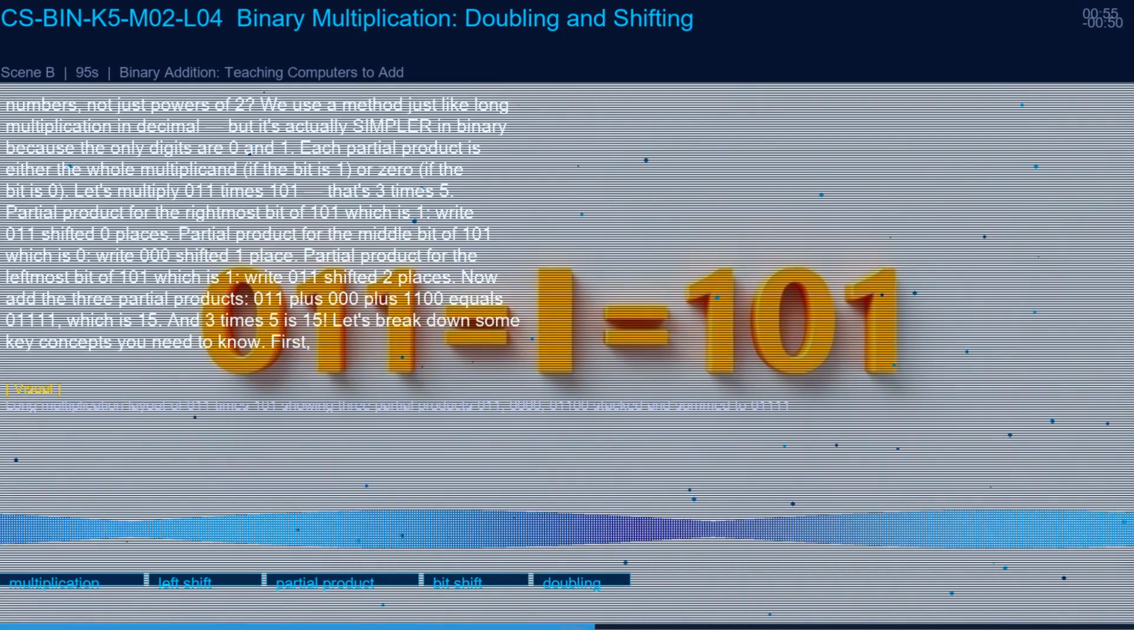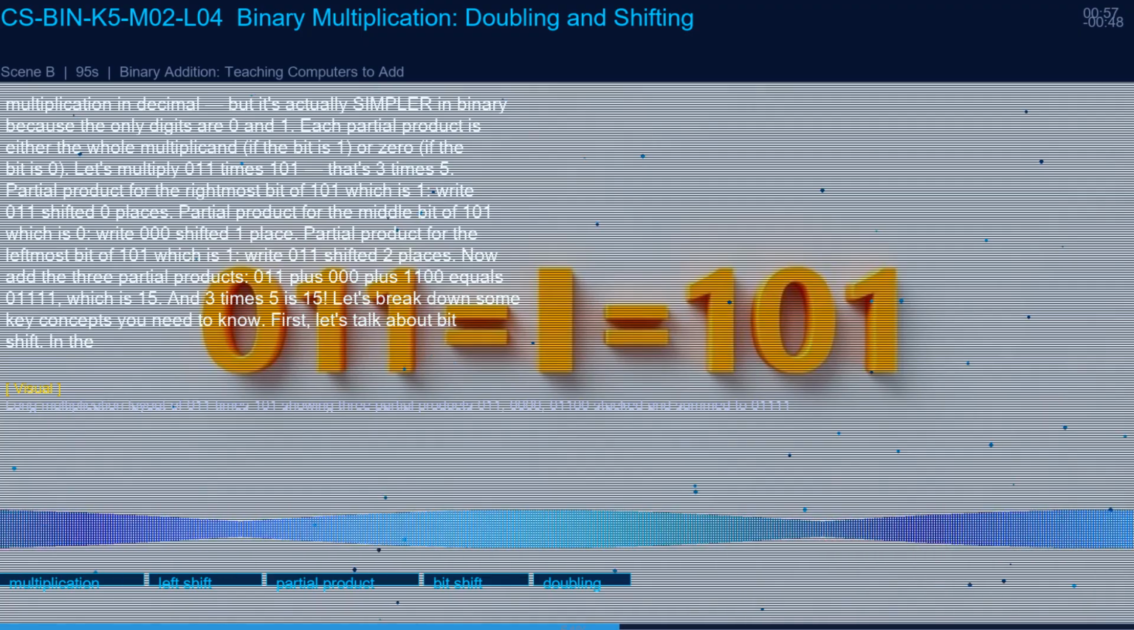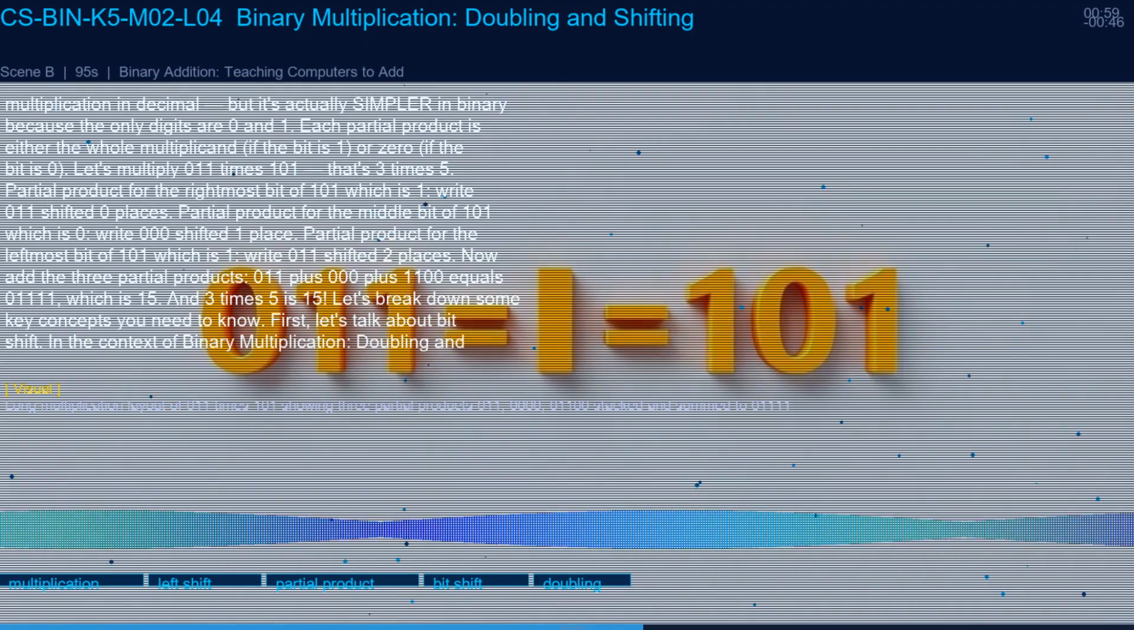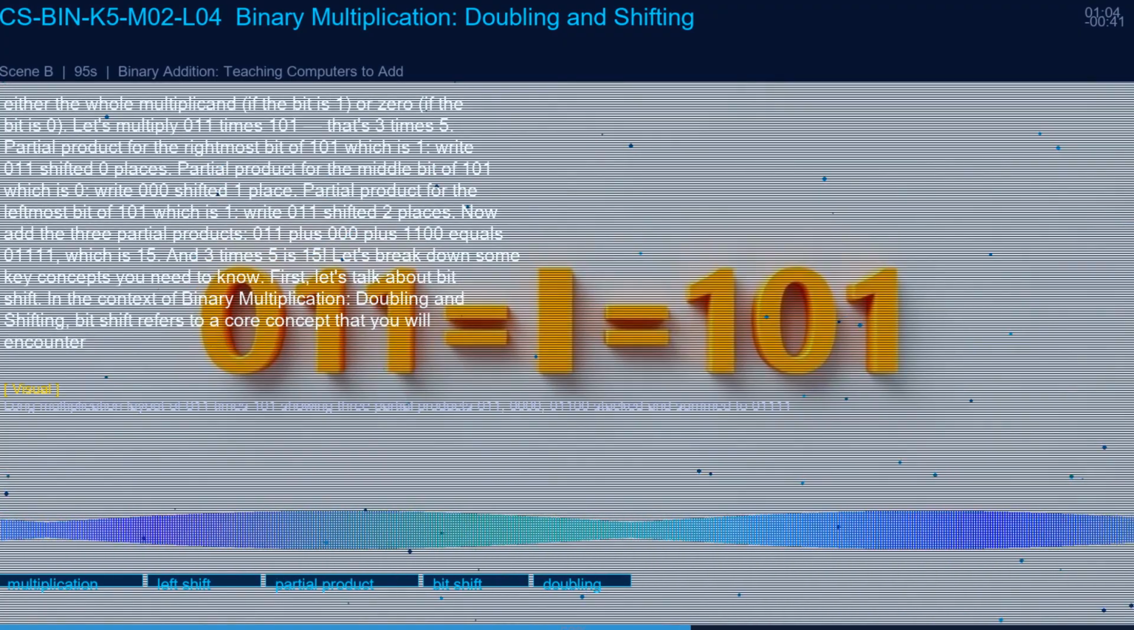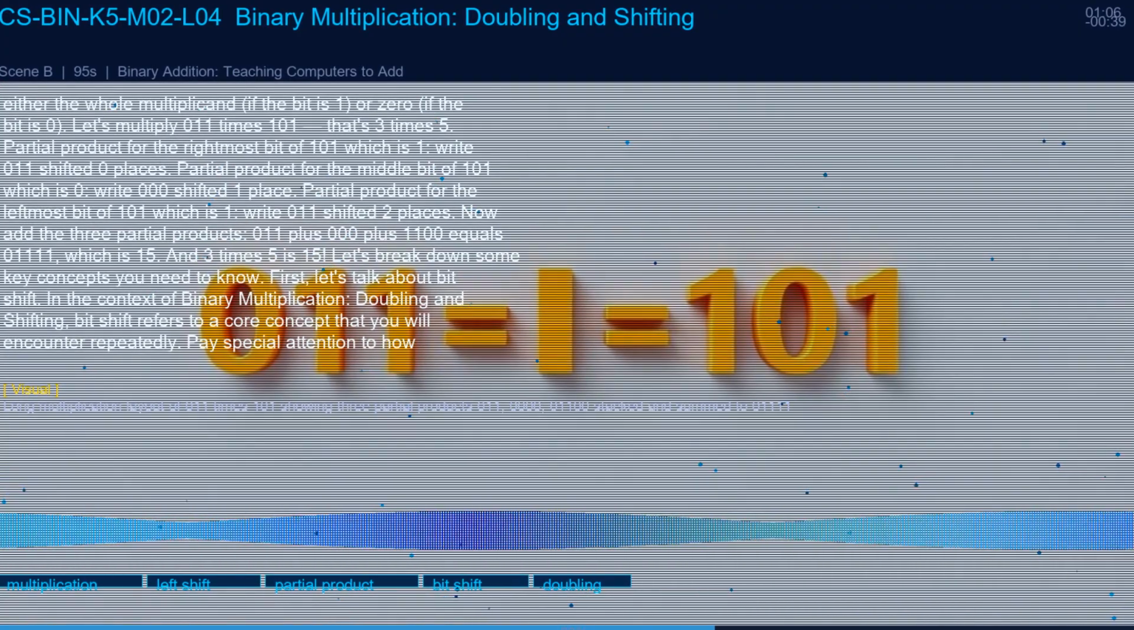Now add the 3 partial products. 011 plus 000 plus 1100 equals 01111, which is 15. And 3 times 5 is 15.